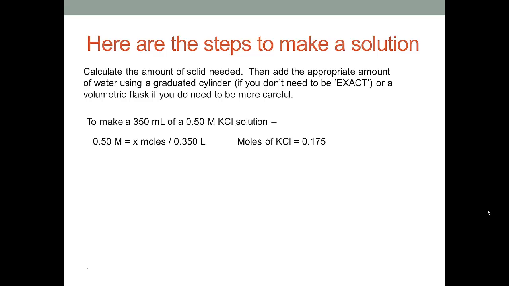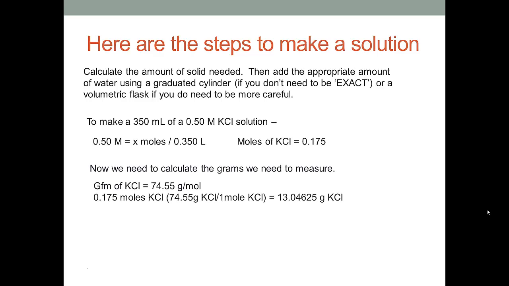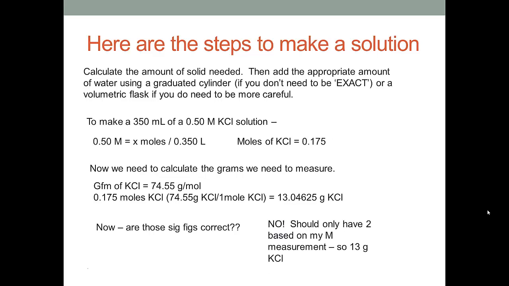Now that's great, but we can't measure moles using our scales, so we're going to have to change the moles into grams. To do that, you need to find the GFM of potassium chloride, which is calculated there, and then you do your math for that conversion. So 0.175 moles of potassium chloride multiplied by 74.55 grams of KCl over 1 mole of KCl, and that is the calculated answer you get from your calculator. However, are we supposed to have that many significant figures? No, of course not. You should only have 2 sig figs based on my molarity measurement, which was 0.50, just 2 sig figs, so I'm going to measure out 13 grams of potassium chloride.